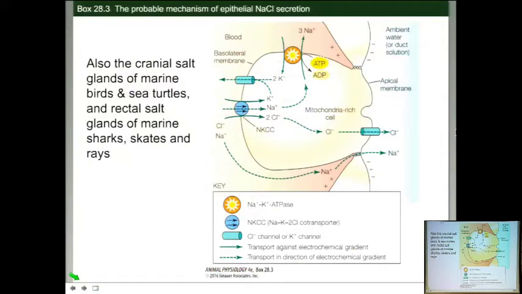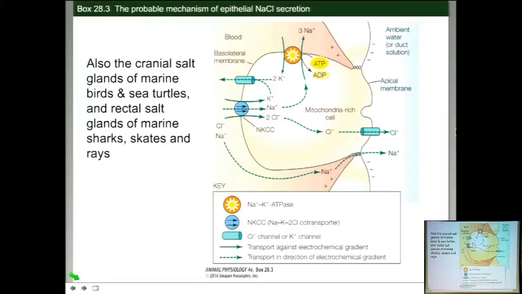Now, the method of salt secretion is these salt glands, which is a fairly common mechanism. There's variations in them, but it's a common mechanism that has evolved, and it works in birds and sea turtles, and also in the sharks, skates, and rays, so the cartilaginous fishes. So it's a relatively old evolutionary solution for pumping salt, for getting rid of salt.